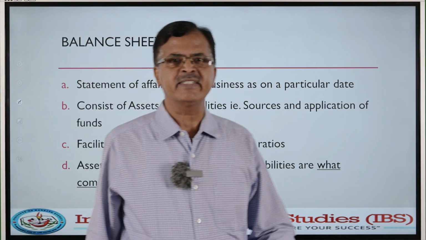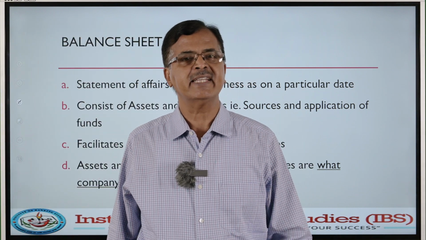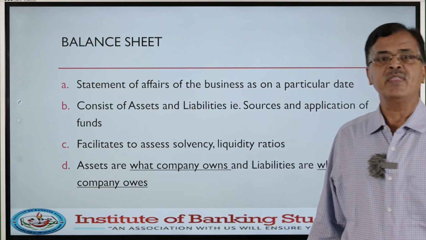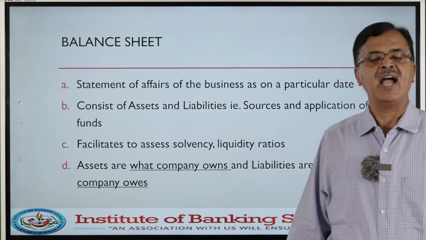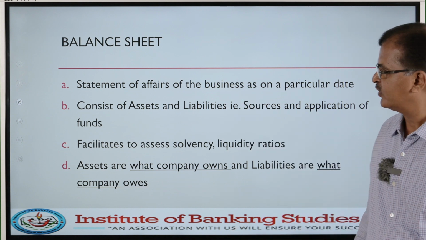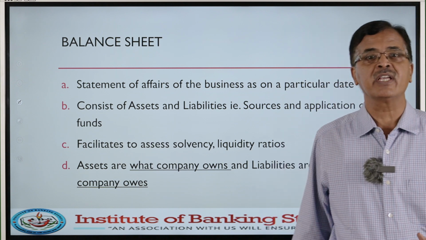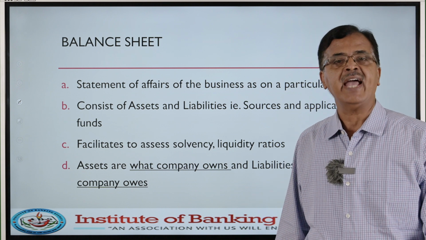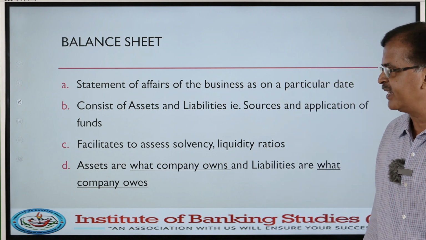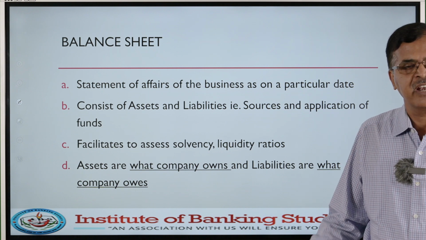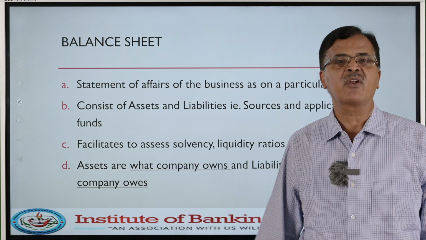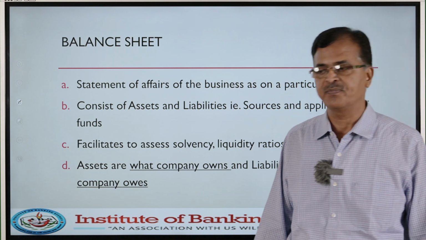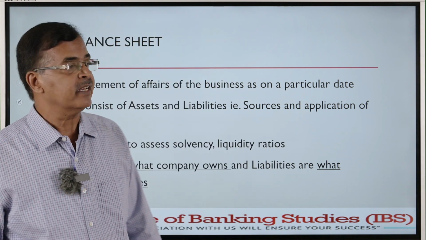A balance sheet is a snapshot of total assets and liabilities. That means the statement of affairs of the business. Affairs include assets and liabilities. Of course, these affairs are the uses and sources of funds. It facilitates the unit to assess the various ratios, solvency, etc. In a nutshell, we can say that assets are what the company owns and liabilities are what the company owes. With this, we will start our discussion.